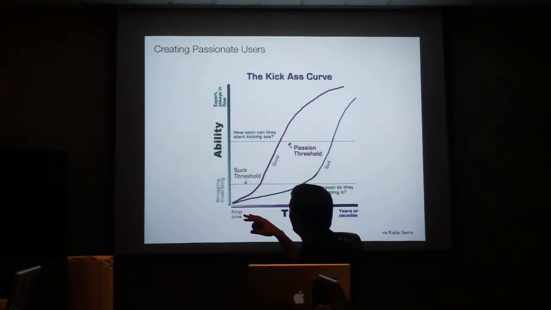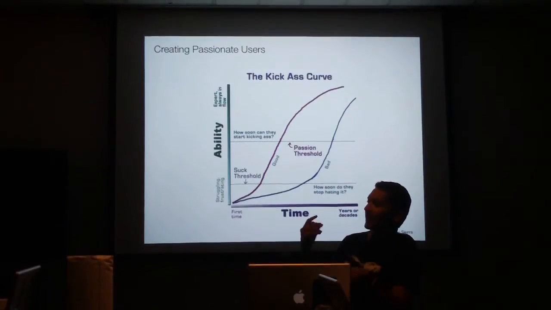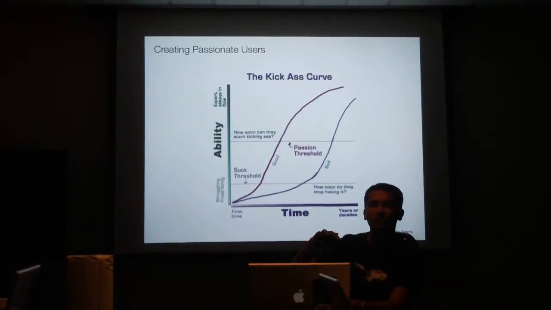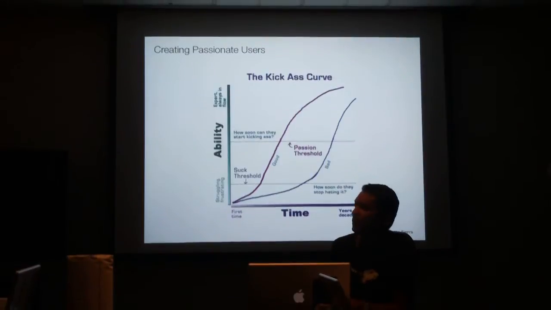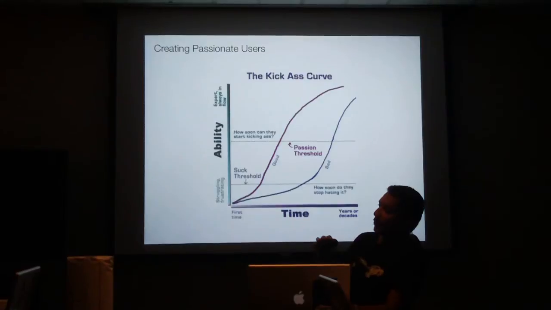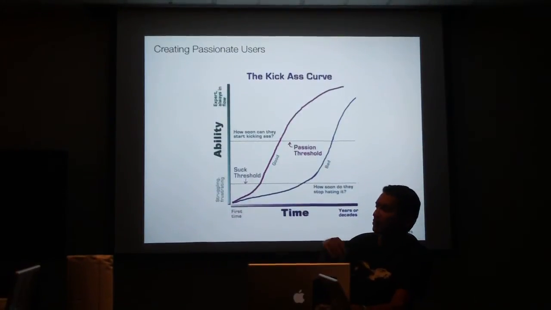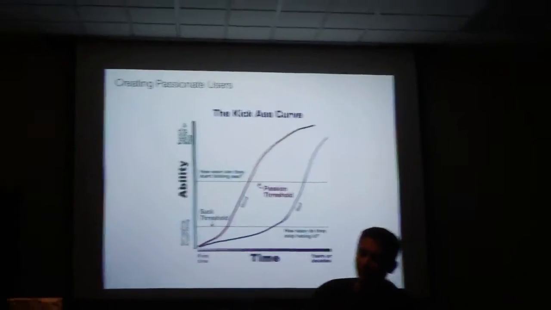But this is Kathy Sierra's attempt to essentially walk you through the kick-ass curve, which shows how users progress through this user cycle, or the user life cycle. So essentially, when you first launch a product, it sucks, and you're going to have a lot of users that are not too happy about it. And what you need to do is move them from what she describes as the suck threshold to the passion threshold, where they start kicking ass. And the quicker you can do that, the higher your chances of success. So the left curve is good, the right one is bad.